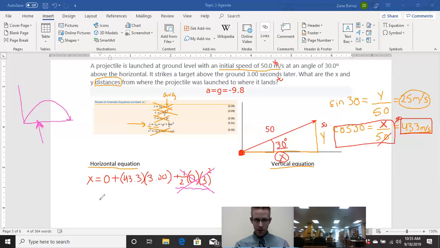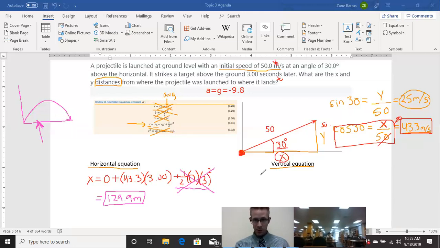Okay, so when we do that, 43.3 times 3 gives me 129.9. And since this is a distance, the units are meters. Remember, x measures distance. So what this tells me is that in the original problem, we're launching this projectile, whether it be a cannonball or something, we know that it traveled a total horizontal distance of 129.9 meters before it hit the target. Okay, now comes the vertical side of things.